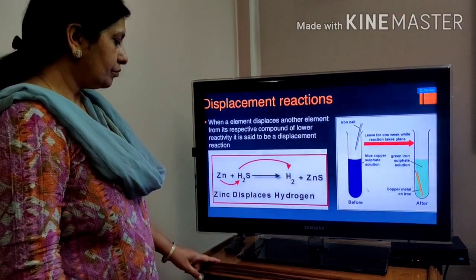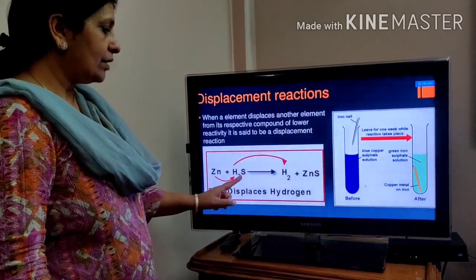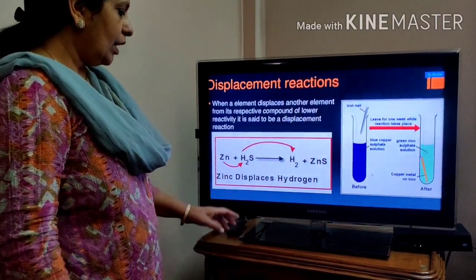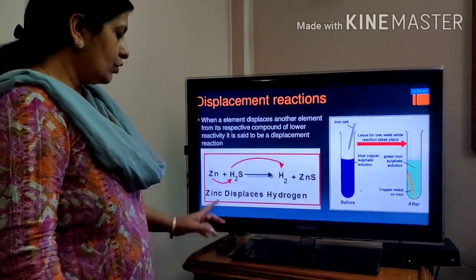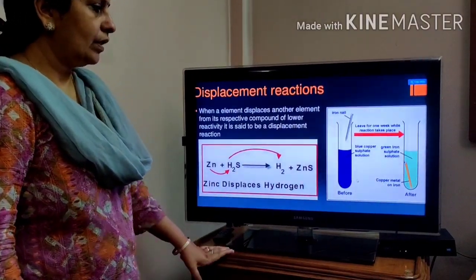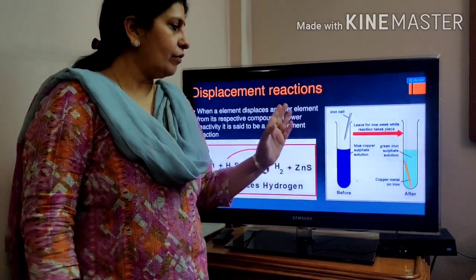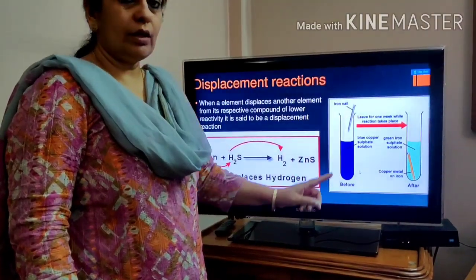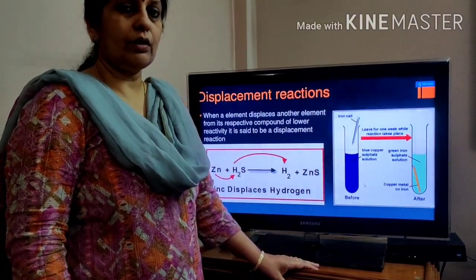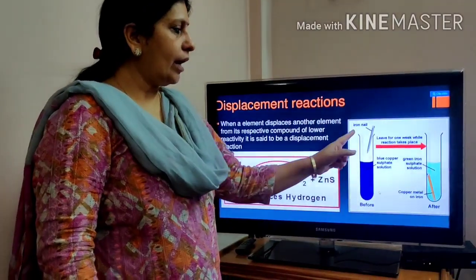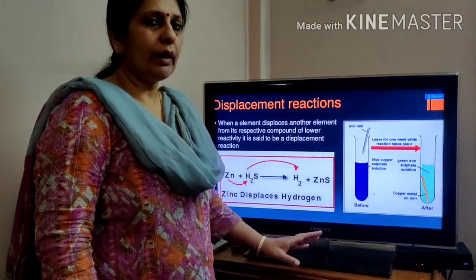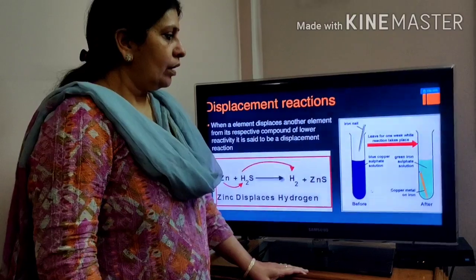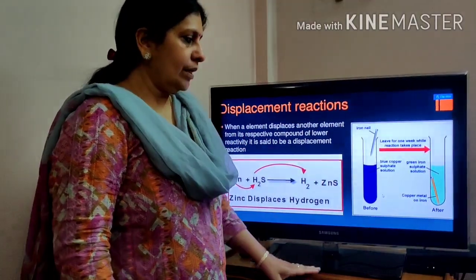As you can see, zinc is replacing hydrogen and we get zinc sulfide on the other side, and hydrogen is released as a gas. So zinc displaces hydrogen. Another very good example of a displacement reaction is that we take copper sulfate solution in a test tube. The color of copper sulfate solution is blue, and we put an iron nail into it. So we have metallic iron dipped into the solution of copper sulfate. Leave it for 1 week and the reaction takes place.